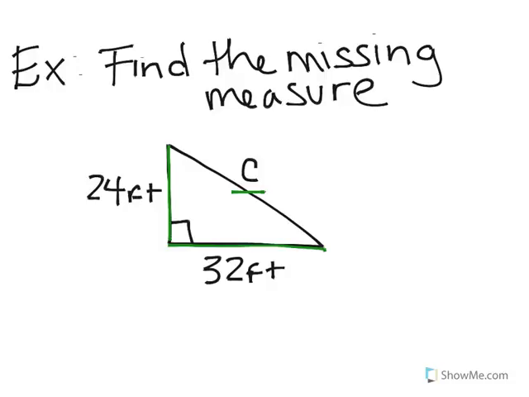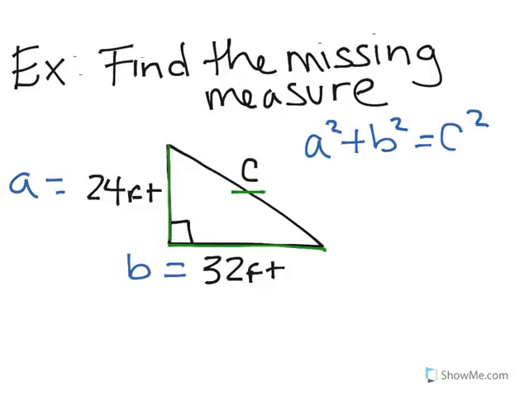So we're going to think back to the formula a squared plus b squared equals c squared. We're going to call our legs a and b, and it doesn't matter which one we call a or which one we call b, but I'm just going to say, for example, this is a and this is b. So we're going to plug these numbers into this formula. We're going to say 24 squared plus 32 squared equals c squared, because we don't know what c is. That's what we're solving for.